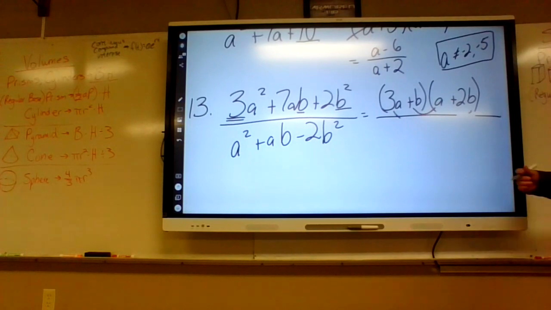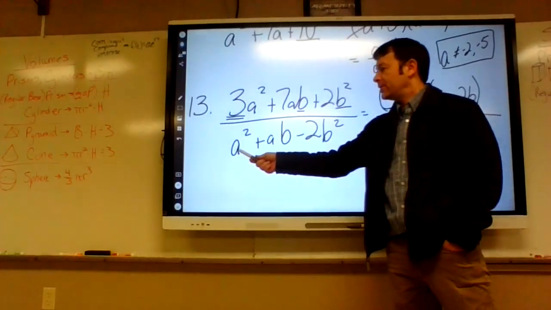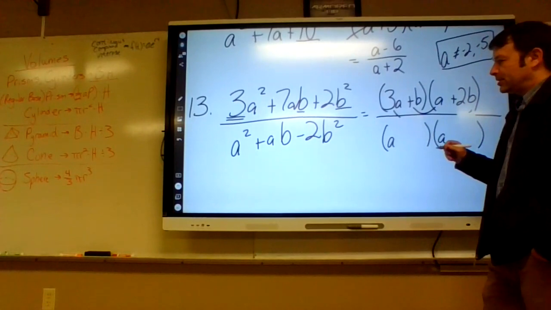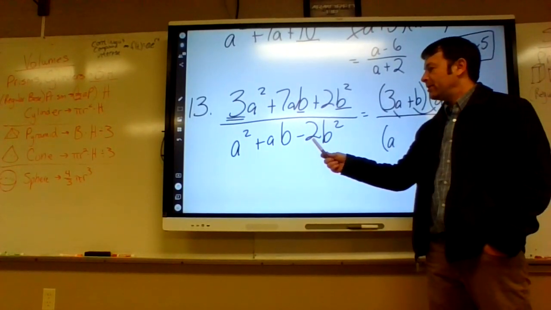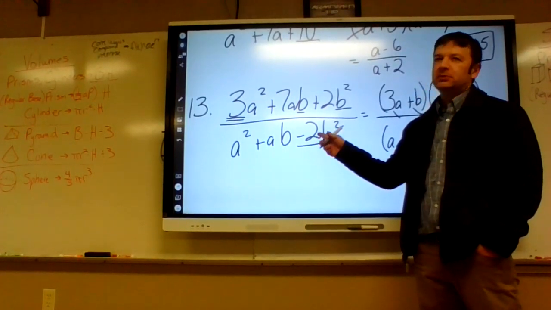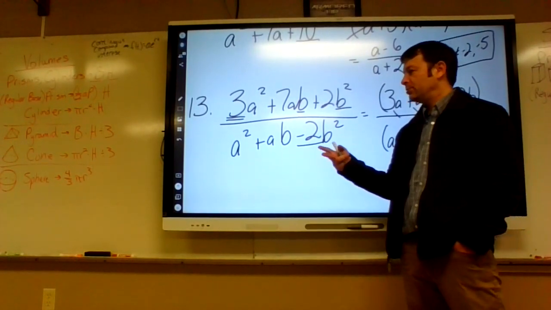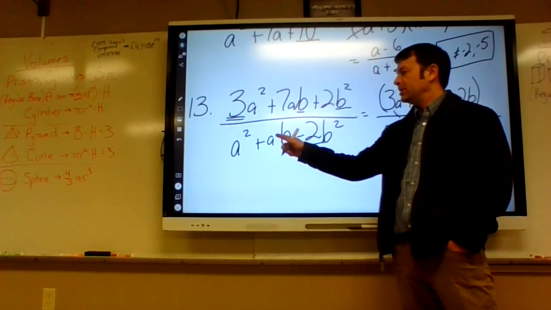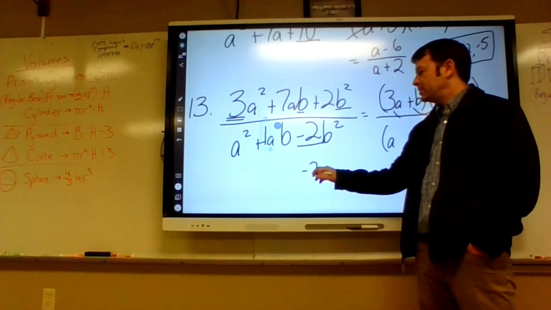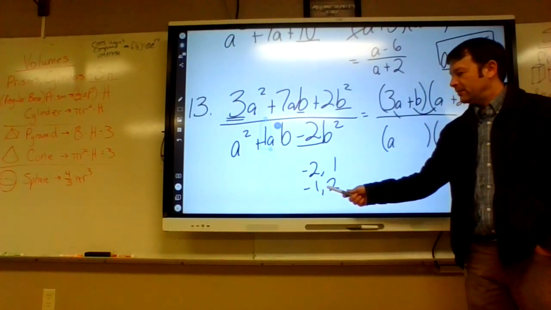Okay, the bottom is much easier. Why is the bottom easier? There's no number on the front. So what am I going to put on the front? a times a. That gives you a squared. This is a lot easier. For the back, all I have to do is ask what multiplies into negative 2. Okay, what multiplies into negative 2? Negative 2 and 1. Negative 1 and 2. But it has to add up to positive 1. So which of these adds up to positive 1? Negative 1 and 2.